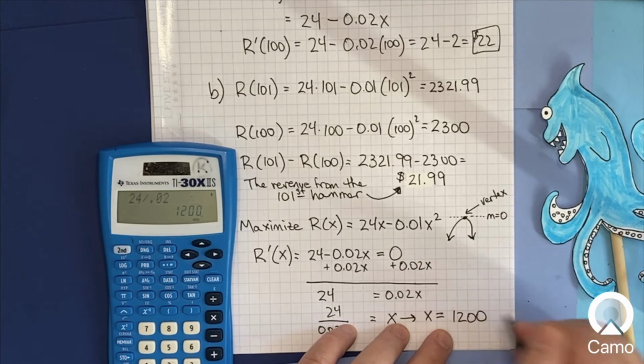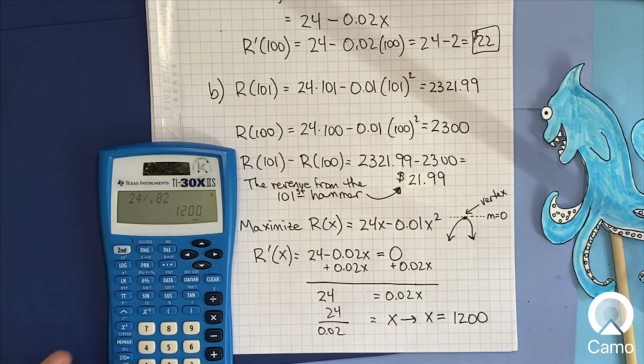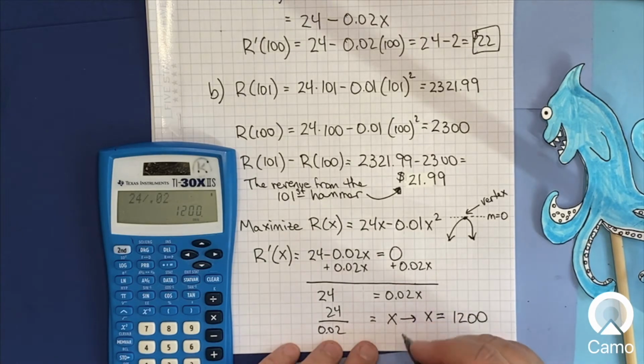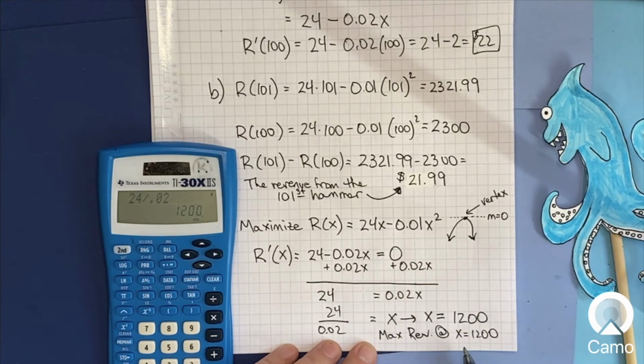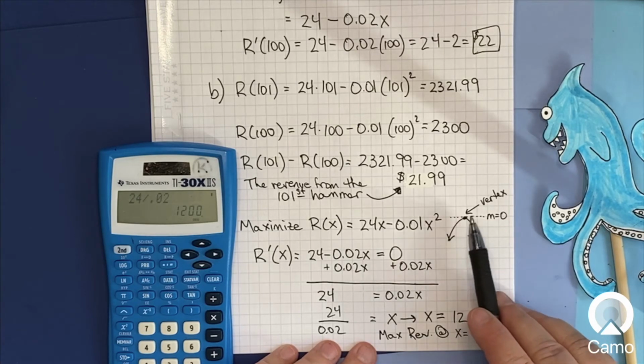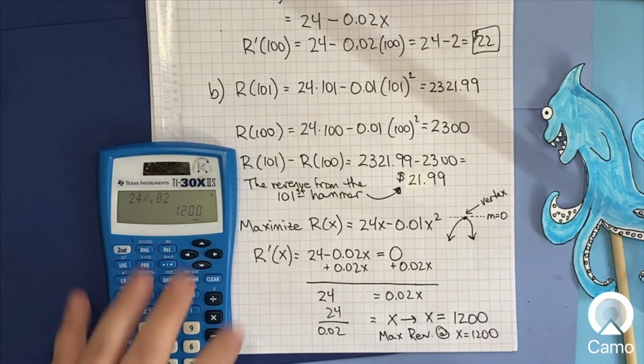Okay, now what are the units? Well, X was given to us as the number of hammers. So this is not dollars. X is 1,200. So we will maximize revenue at X equals 1,200. So if we produce and sell 1,200 hammers, we will be at the top of that curve. We will maximize our revenue.